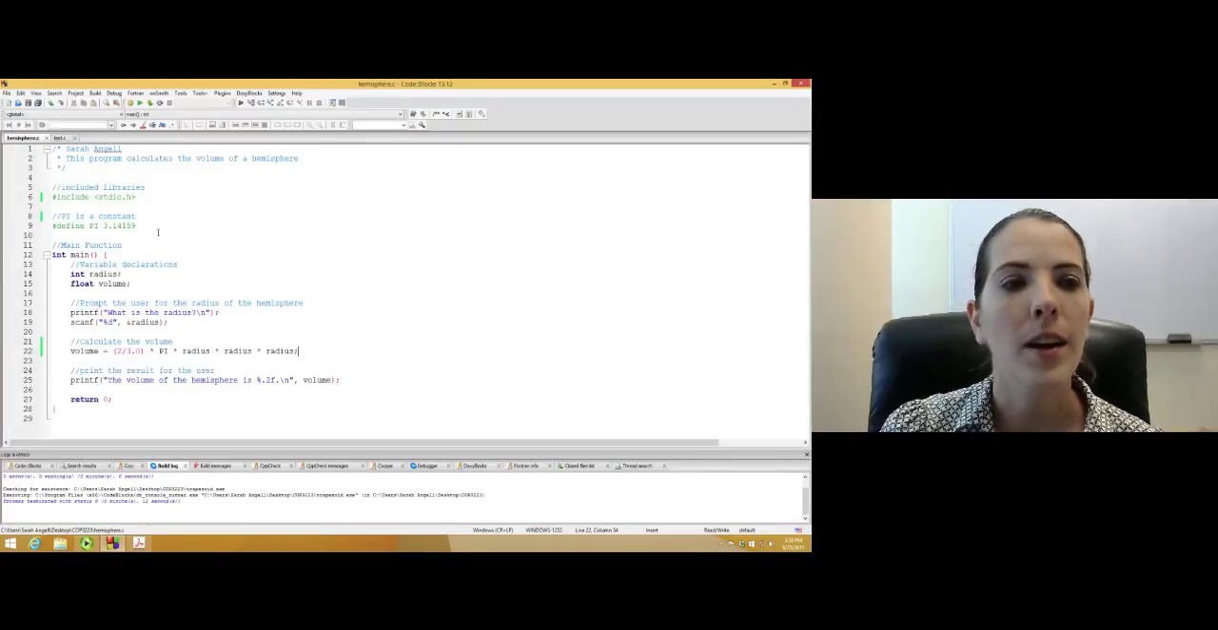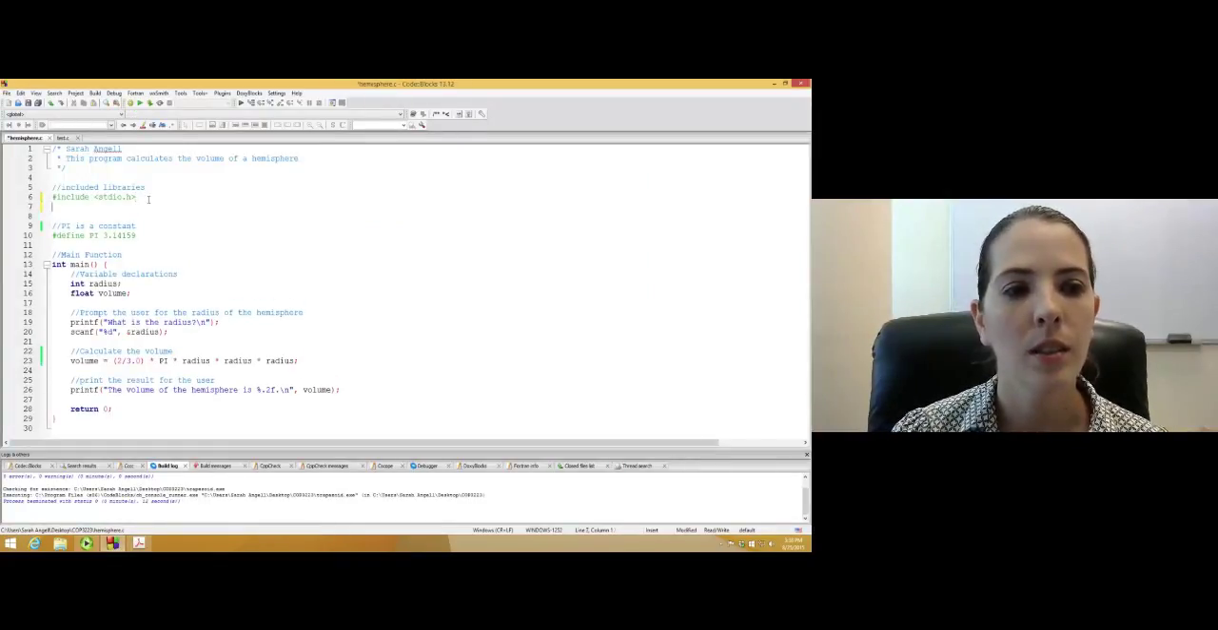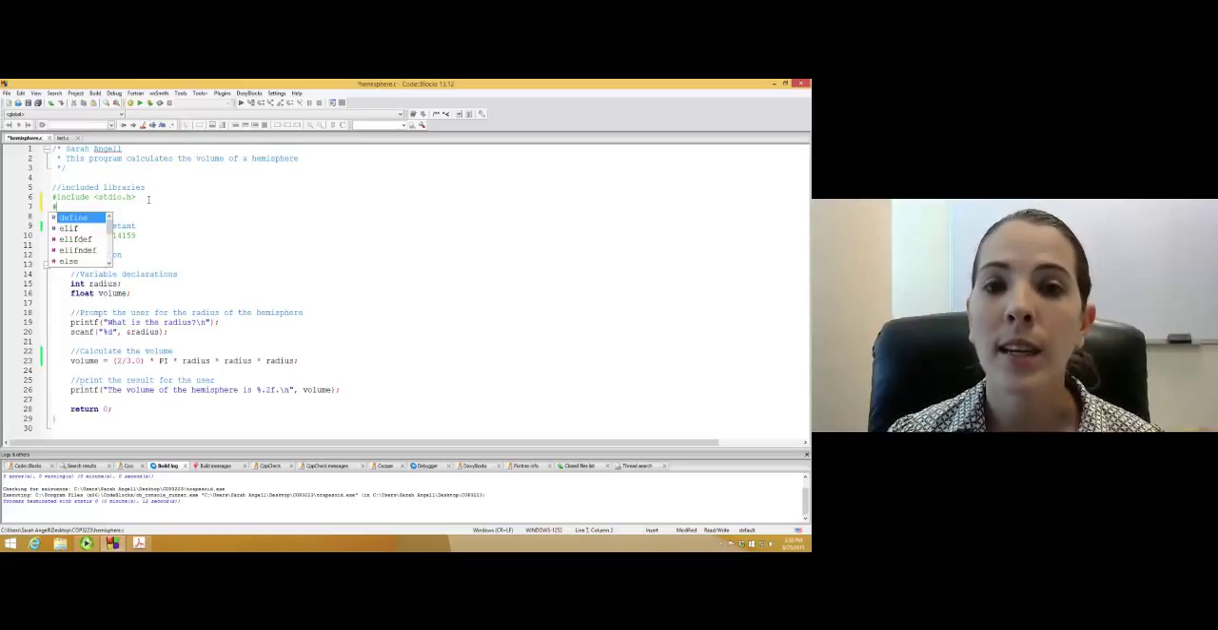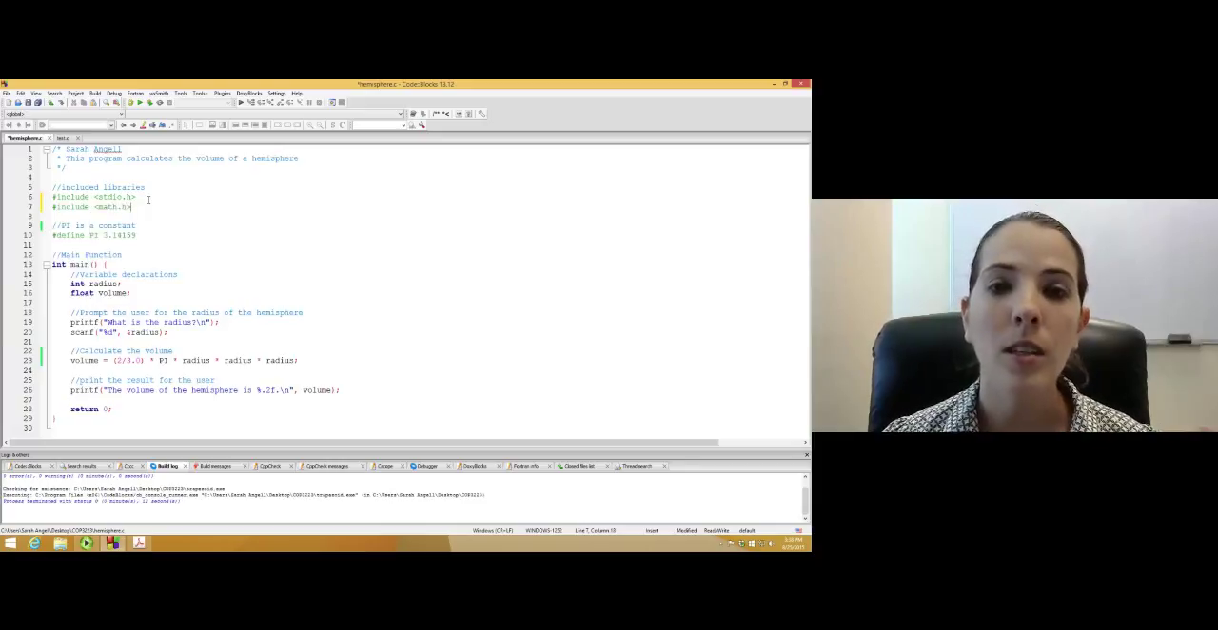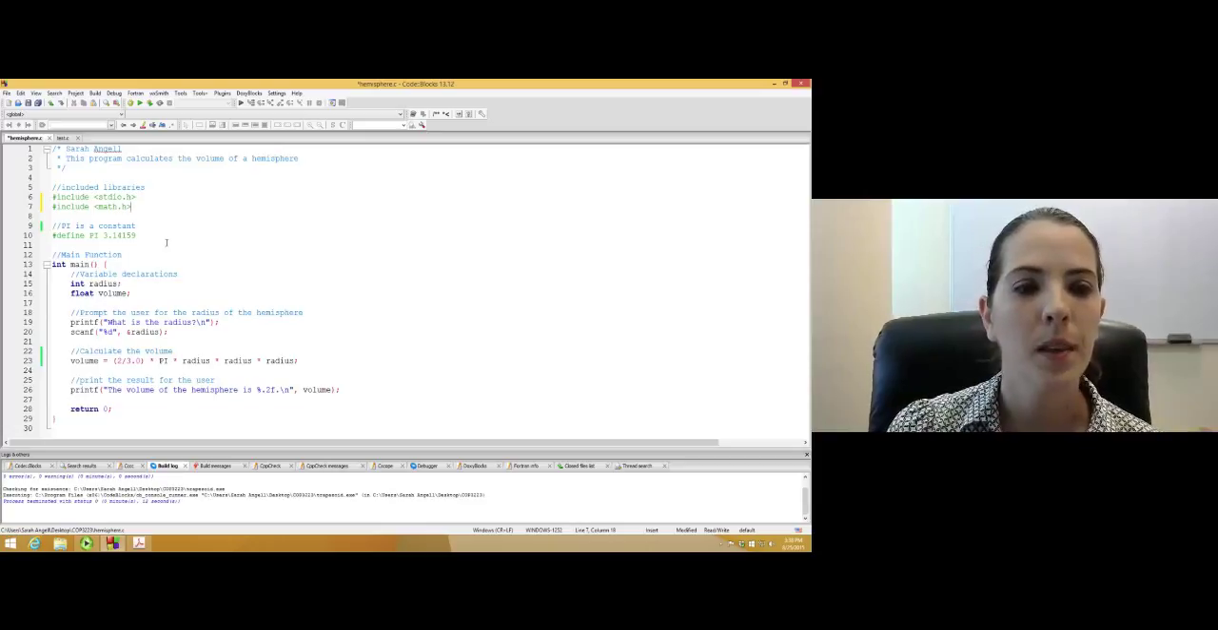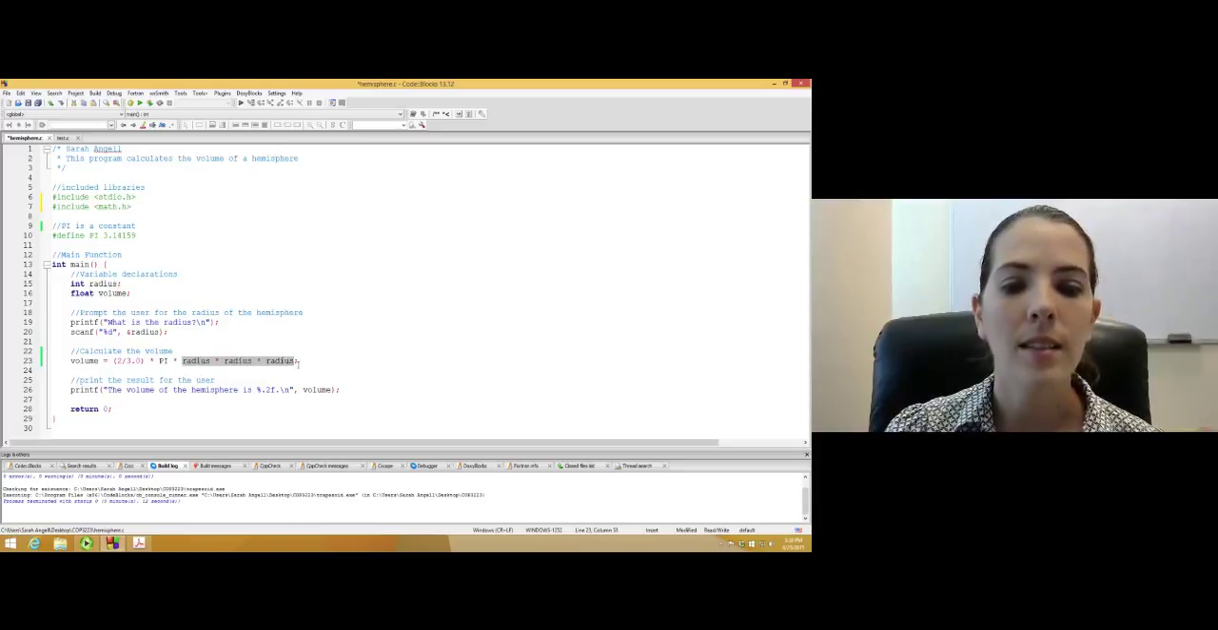First, we have to include the math library. So the same way we include the standard and input-output library, we're going to go to our preprocessor directives and include math.h, which tells the computer to include the math library for us.